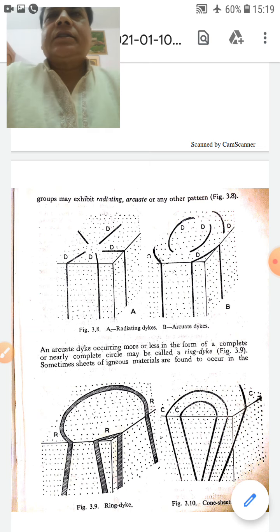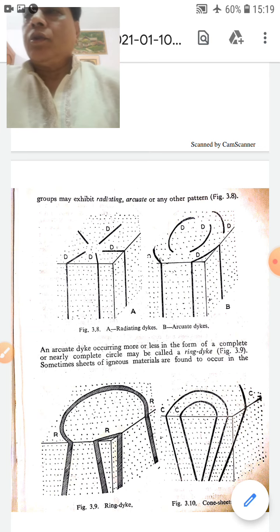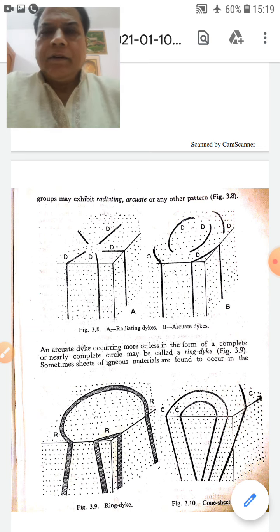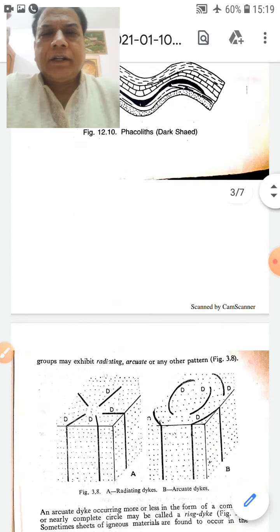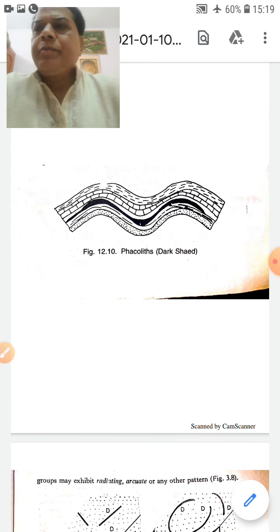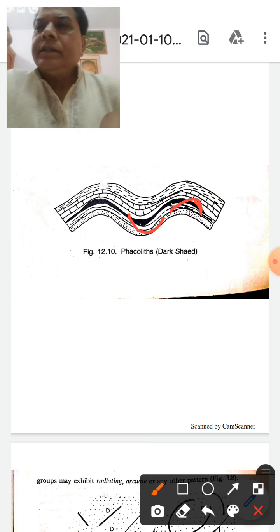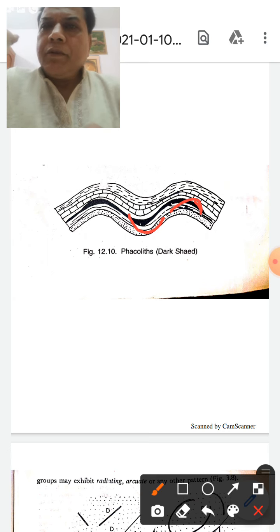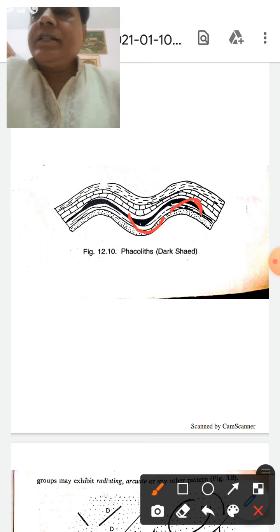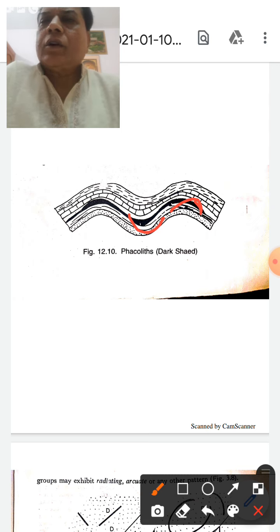Now this phacolith term, which is used, I will show you first. It is in the category of the concordant. This is phacolith, right? These are concordant, small size intrusives that occupy positions in the troughs and the crests. Means in the troughs, this is the trough and this is the crest of the folds. In outline, these bodies are double convex and appear concentric or half-moon shaped in cross section.